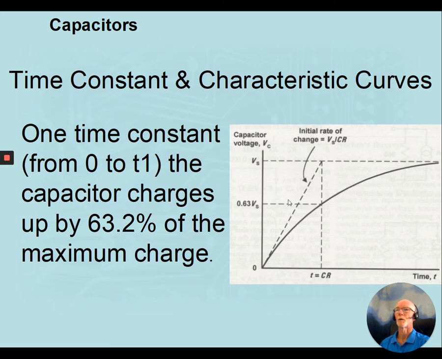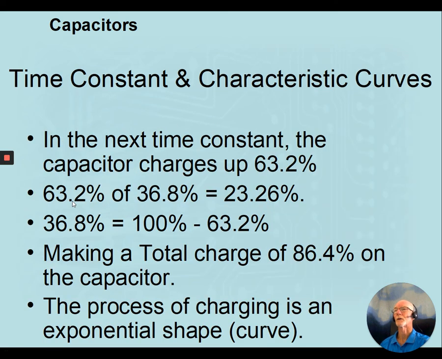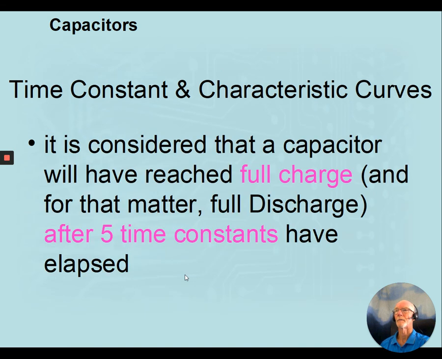So after one time constant, it has reached 63.2% of the maximum value. In the second time constant, the same amount of time, it increases 63.2% of the remaining value. And in the third time constant, another 63.2% of the remaining value. And that's why it is a curved graph.